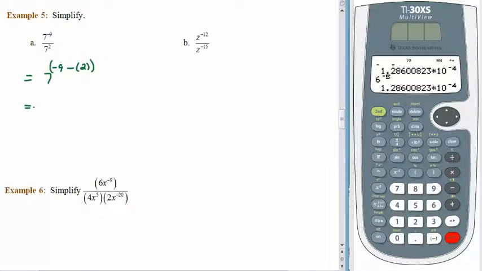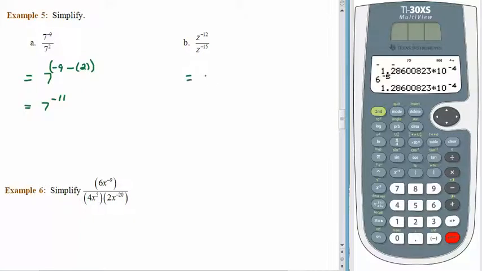Hopefully your abilities to add and subtract positive and negative numbers haven't deteriorated. Negative 9 minus 2 is negative 11. All right, your job, pause the recording, try letter B. Okay, let's see how you did here.